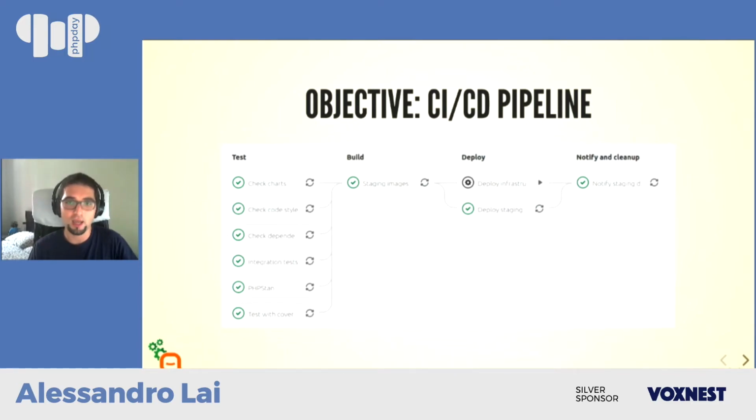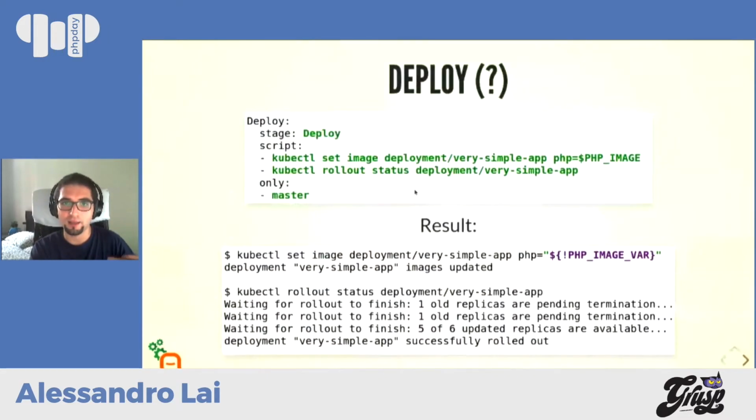So I have a CI pipeline that does all the tests, builds my Docker image, and then deploys, and then some stuff afterwards, but it's not important for us. So how do I do the deployment? Well, when I started, I did it just that. I used kubectl set image, and so I changed the image that was present in my deployment. Normally, I just changed the tag, so I was just publishing a new version of my application. And with kubectl rollout status, I was watching the rollout of the new pods.